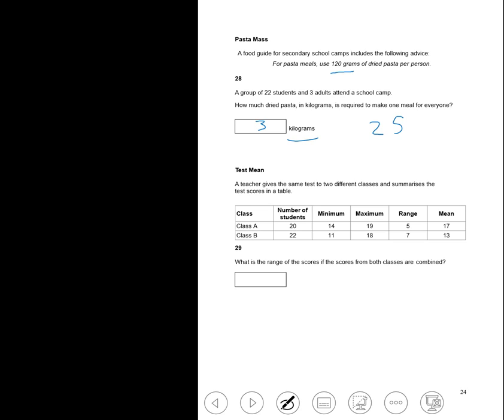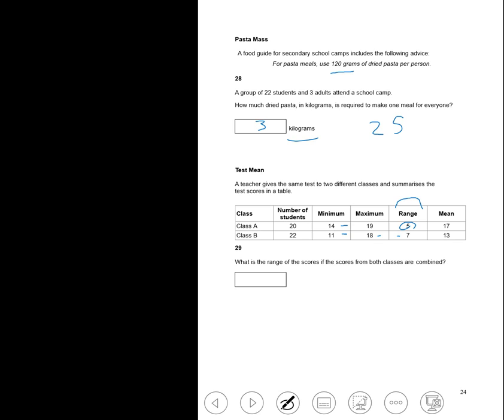Okay, now test mean. A teacher gives the same test to 2 different classes and summarizes the test scores in a table. What is the range of the scores if the scores from both classes are combined? So range is here. That is just saying what's the difference between the minimum and the maximum. So 19 minus 4 equals 5. 18 minus 11 equals 7.